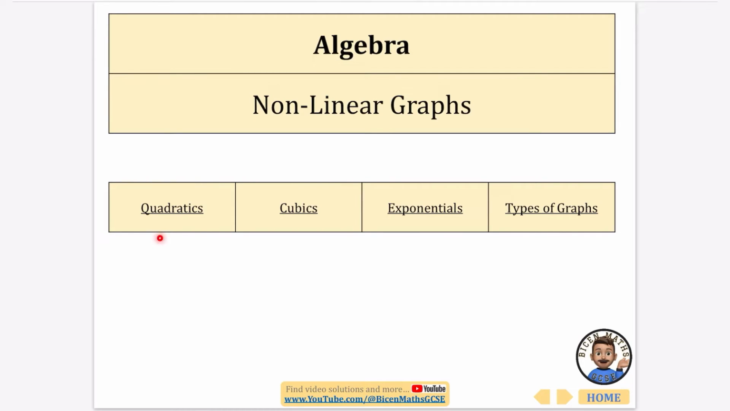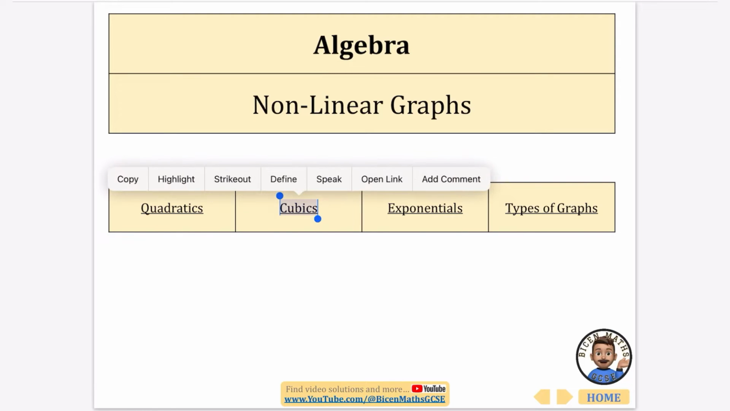So I've done all of the quadratics. I'm now going to do the cubics, exponentials, and then I'm going to look at different types of graphs that there are as well. Okay, so I'm going to go to the cubic section.